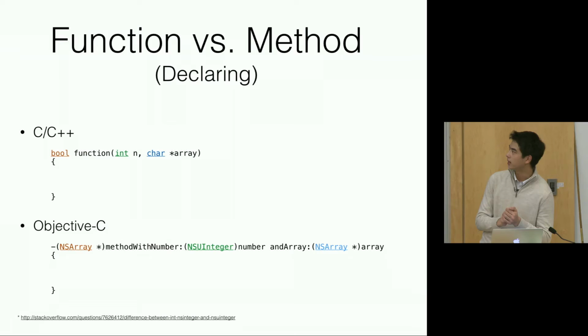Yes, question. NSUInteger and NSArray are arguments that we take in? So the question was, are NSUInteger and NSArray star types of the arguments, and that's correct. So you always want to specify what the type of your argument is. And here I'm trying to introduce you to some of the syntax and vocab of Objective-C. So those are actual types that you'll be dealing with.